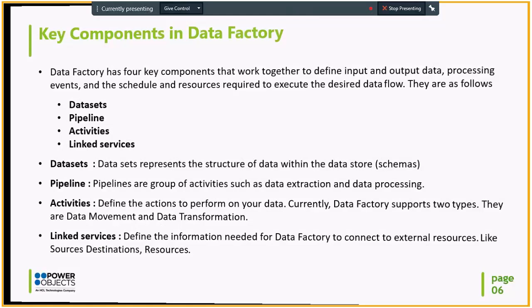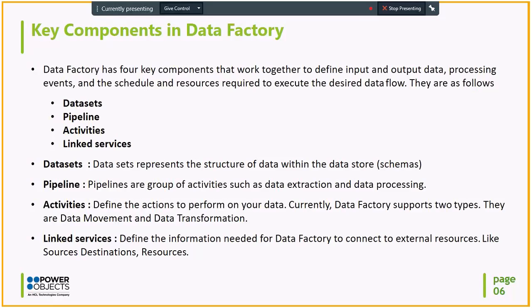So the main key components used in the data factory, which we can see in the demo, are datasets, pipelines, activities, and linked services. When we talk about datasets, these are a kind of structure, or a table schema, predefined in the form of a table, that helps the pipeline to get the data.